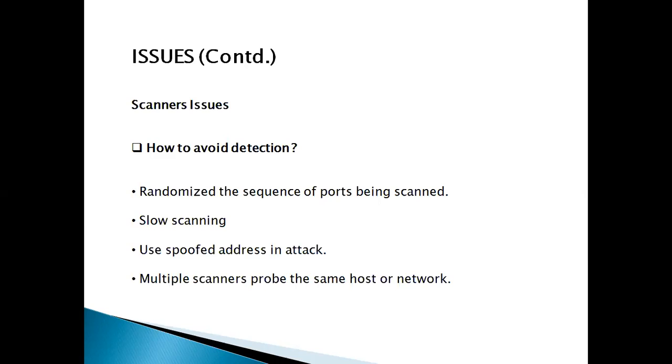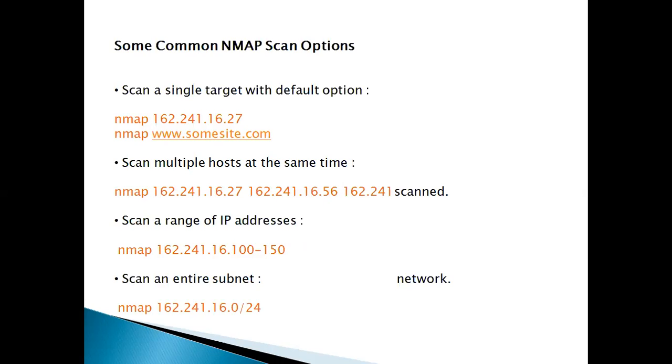Next is slow scan. Generally scanning is very fast, but if you send only 2 packets per day for scanning, it is very difficult to analyze, but it takes maybe 1 or 2 months to perform an attack. Next, always use a spoofed address to attack so your identity will not get exposed. And use multiple scanners to scan the same host or network.